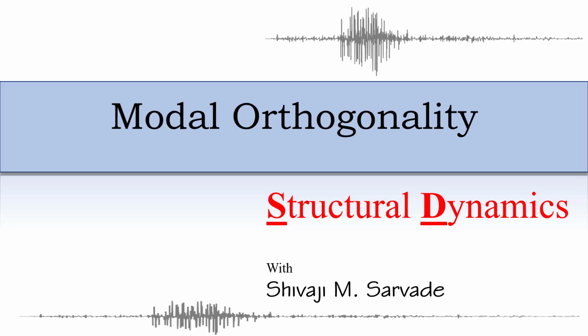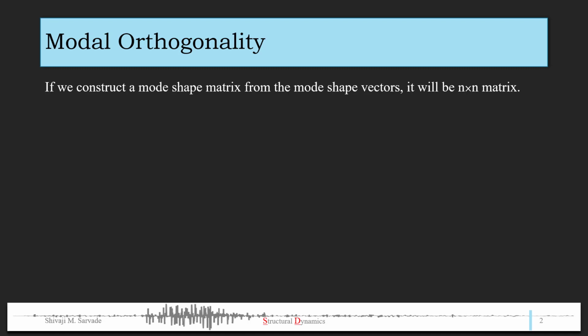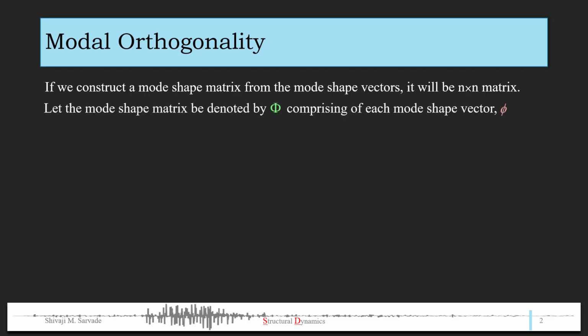Hello and welcome. In this session, we'll have a look at modal orthogonality principle, which helps us in analyzing multi-degree of freedom systems using modal superposition method. Now, if I have mode shape vectors, I can create a mode shape matrix out of this. So it will have size n by n. Let's denote the mode shape matrix by capital Phi, comprising of each mode shape vector phi.